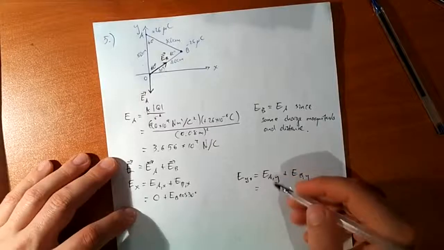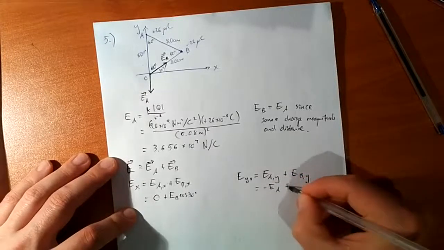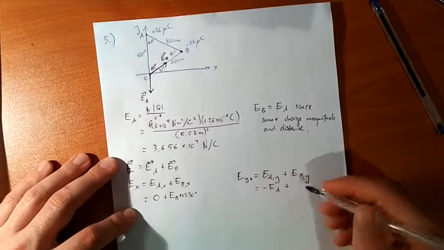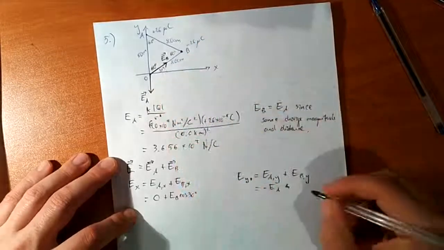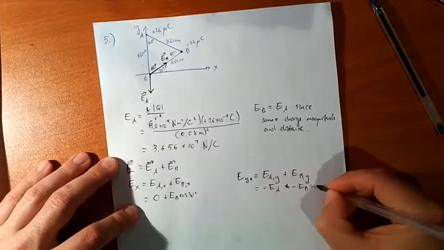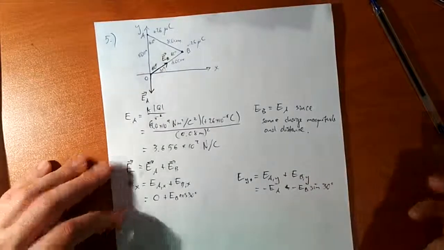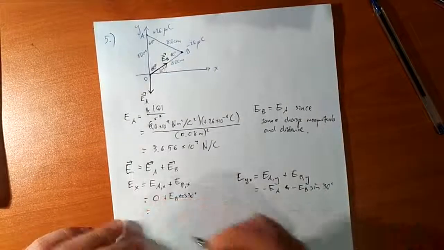Okay, so what is EA's y component? That is simply just minus EA, and EB's y component, this is going to be not plus, actually. EB is in another direction, so this is going to be minus EB sine of 30 degrees. Okay, well, yeah, let's calculate both of them.